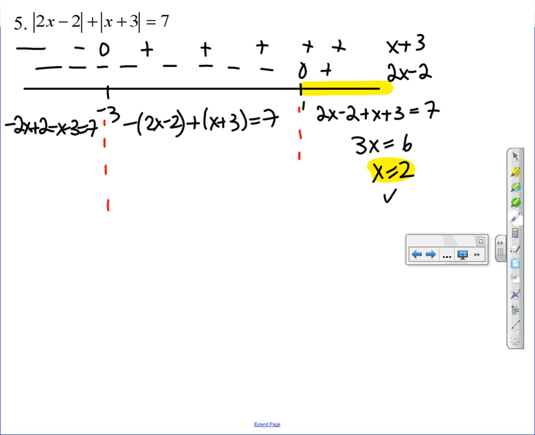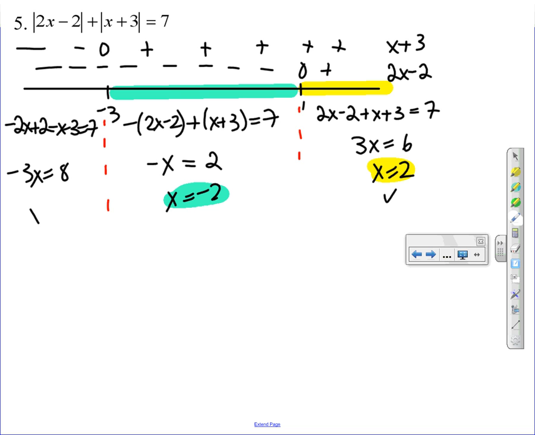In the middle here, I'm going to get minus x equals 2 plus 3 is 5, 7, take away 5 is 2. Divide, x is minus 2, between 0 and 3. Yeah, it's between there and there. That answer is legitimate.